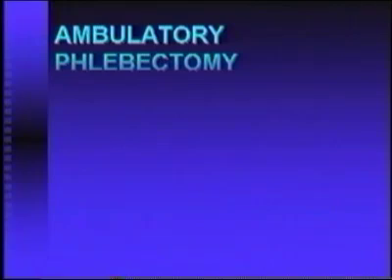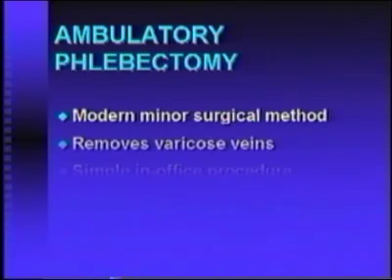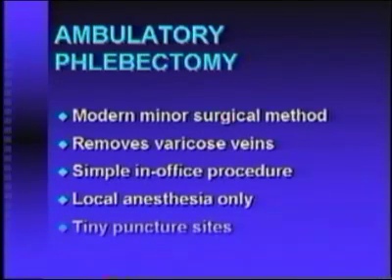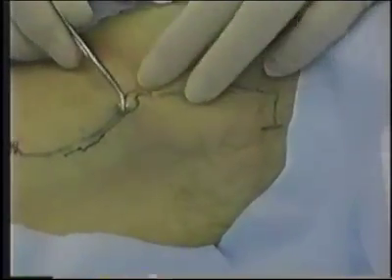Ambulatory phlebectomy is the modern, minor surgical method to remove larger varicose and blue veins. It is a relatively simple in-office procedure, which is performed with local anesthesia only. The patient is usually not sedated. Tiny puncture sites make ugly, large scars a thing of the past. Here is a brief example of removing a vein through a pinpoint incision.